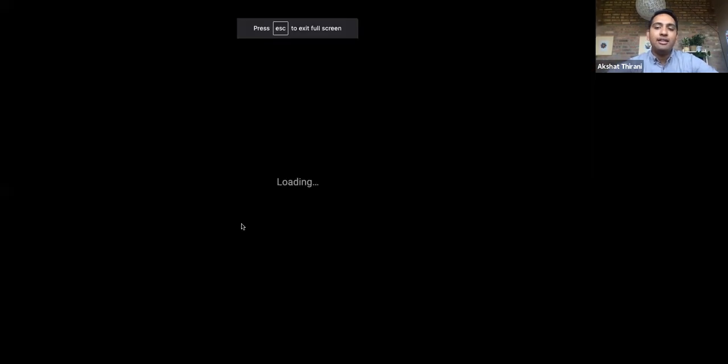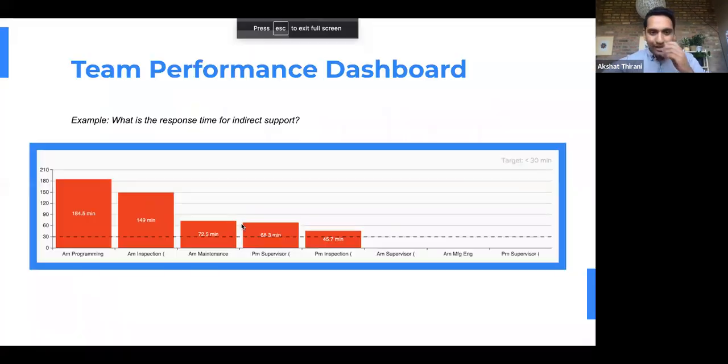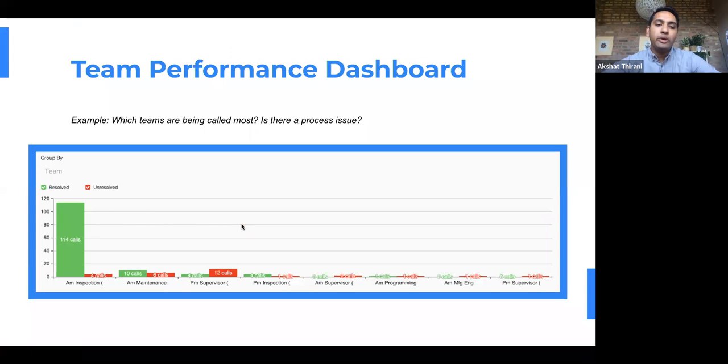And interestingly, not only will this show you the response time metrics, but it would also show you which teams are getting called more often. So you might realize that the reason that, let's say, a maintenance team takes really long to respond is they're constantly getting calls from the shop floor, like 100 calls a day, and they simply can't get to folks to help them out.